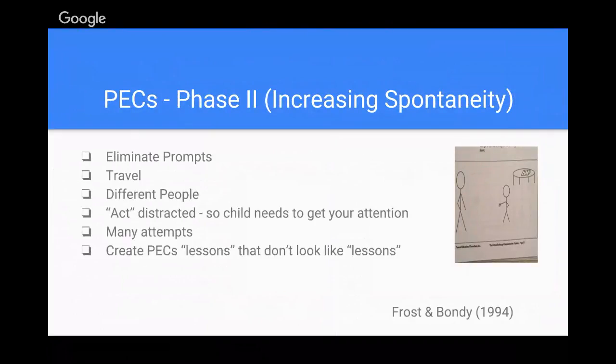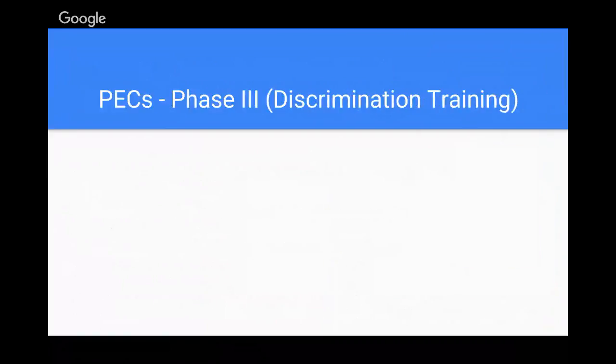Phase 2, obviously, is getting them to become more spontaneous, not prompting, so you can still continue to provide lots of opportunities for this, using different people so that they just don't understand that you can only ask mom or the teacher, but that this is a universal communication system. People should understand what you want if you're giving them pictures.